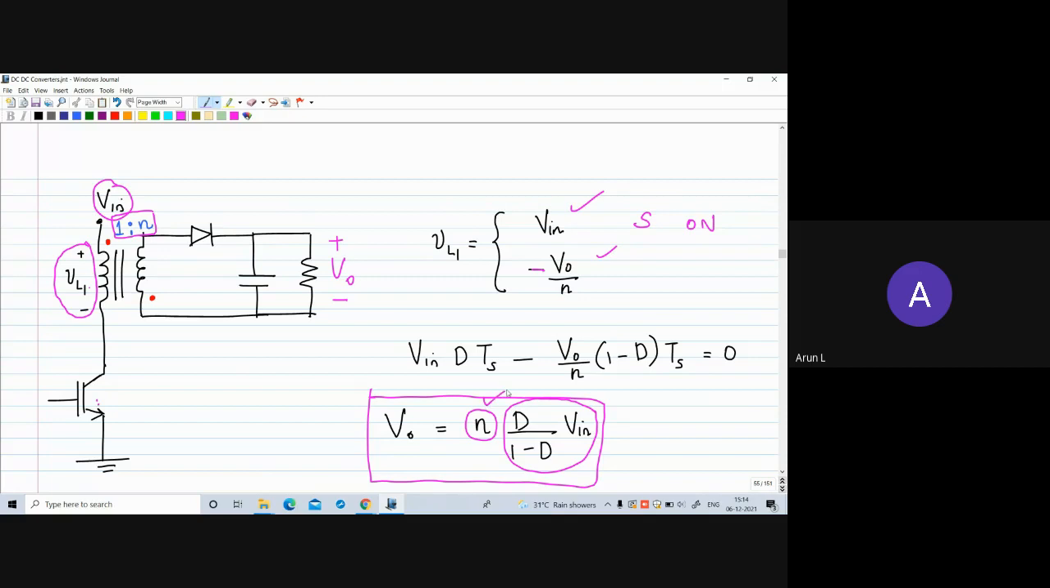And there is an additional control variable n. So by adjusting the value of n, we can increase the gain of the flyback converter. That is the main attraction of the flyback converter. By adjusting this turns ratio, we can achieve a wide range of gain.